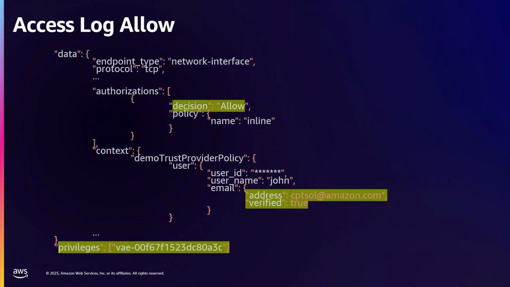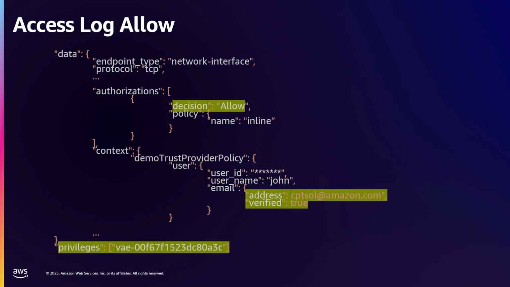All right, so in the AVA instance, you can configure access logging. And if you enable access logging, AVA will log all access control decisions into CloudWatch logs. So this is an access log entry for the previous interaction. We can see that the authorization decision is an allow.